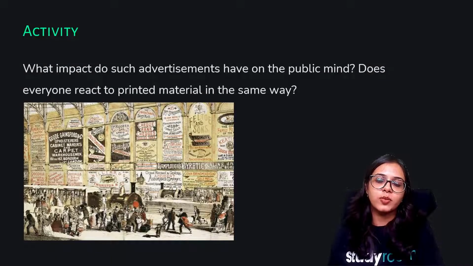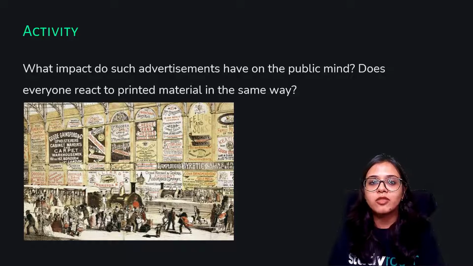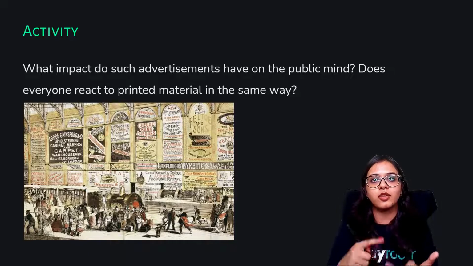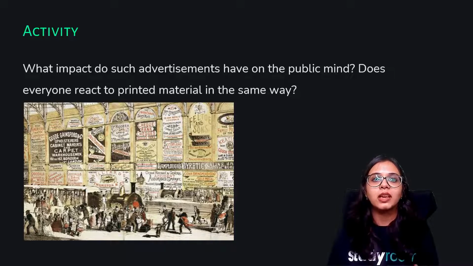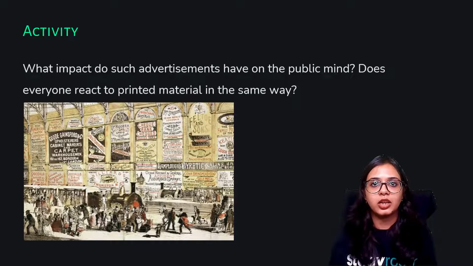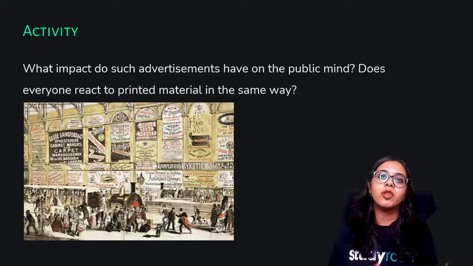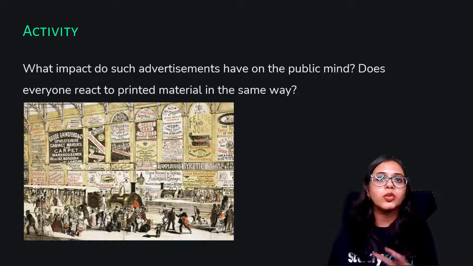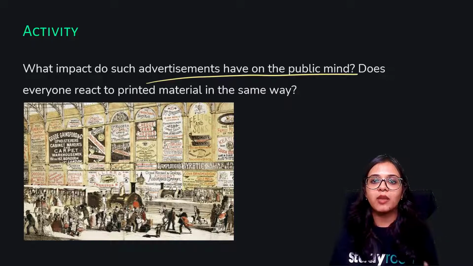What impact do such advertisements have on the public mind? Does everyone react to printed material in the same way? So this is a very critical question, and because we have discussed this whole arena where enlightenment was on the go, this should help you think that just because there were certain thinkers, rationalists, or intellectuals expressing their ideologies, that does not mean that everyone was getting converted towards their ideology and rejecting whatever ideology they held. That was not true. So what impact do such advertisements have on the public mind?